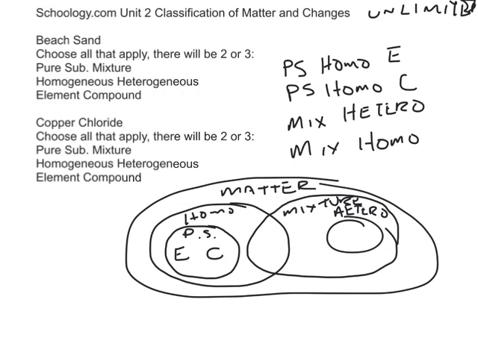So if I was doing these 2 problems and I was given beach sand, the first thing I would do is I'm picturing beach sand in my mind, and I can see different kinds of little grains in it, so I know it is heterogeneous. So I'm going to check heterogeneous. And then I would reference this, okay, if it's heterogeneous, it has to be a mixture. Everything that's hetero is a mixture. So I'm going to check mixture. And I'm done. Because if it's a mixture, it can't be a pure substance, which means it can't be an element or a compound. So that one, I only ended up with 2 checks.